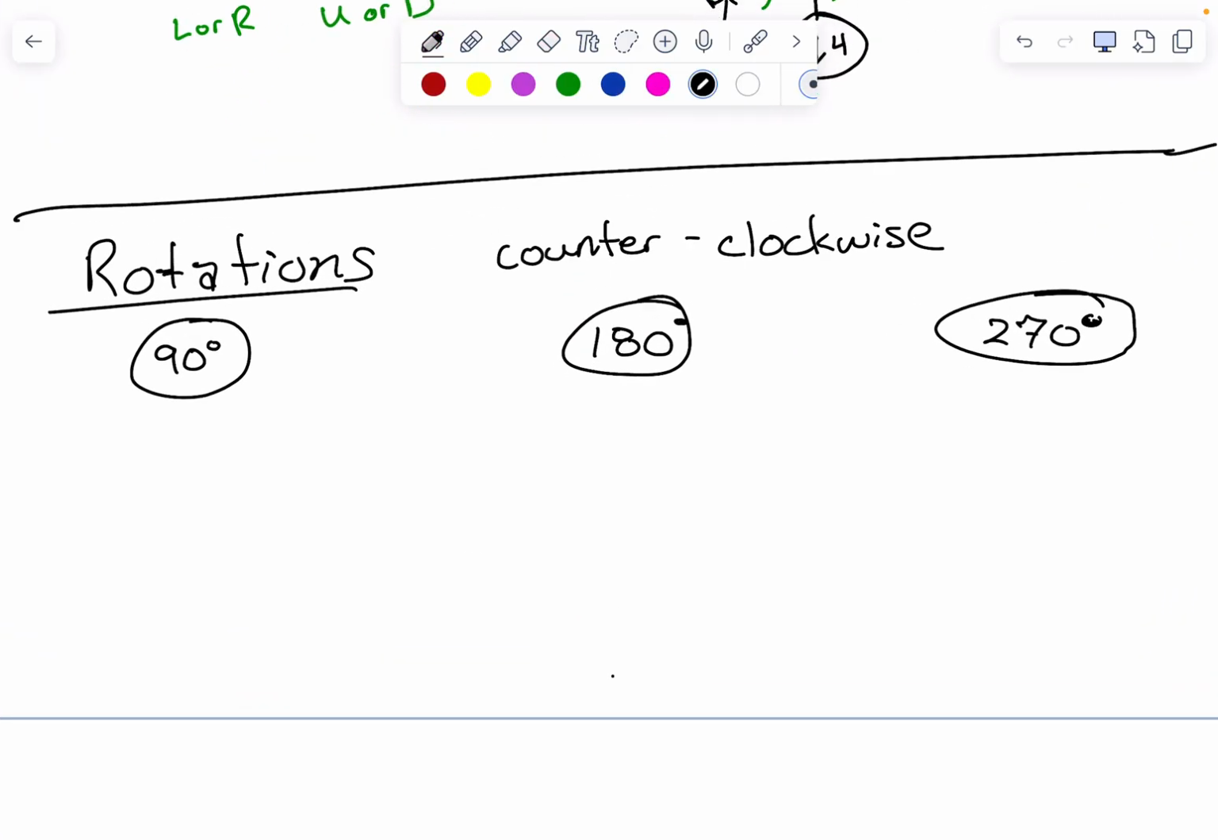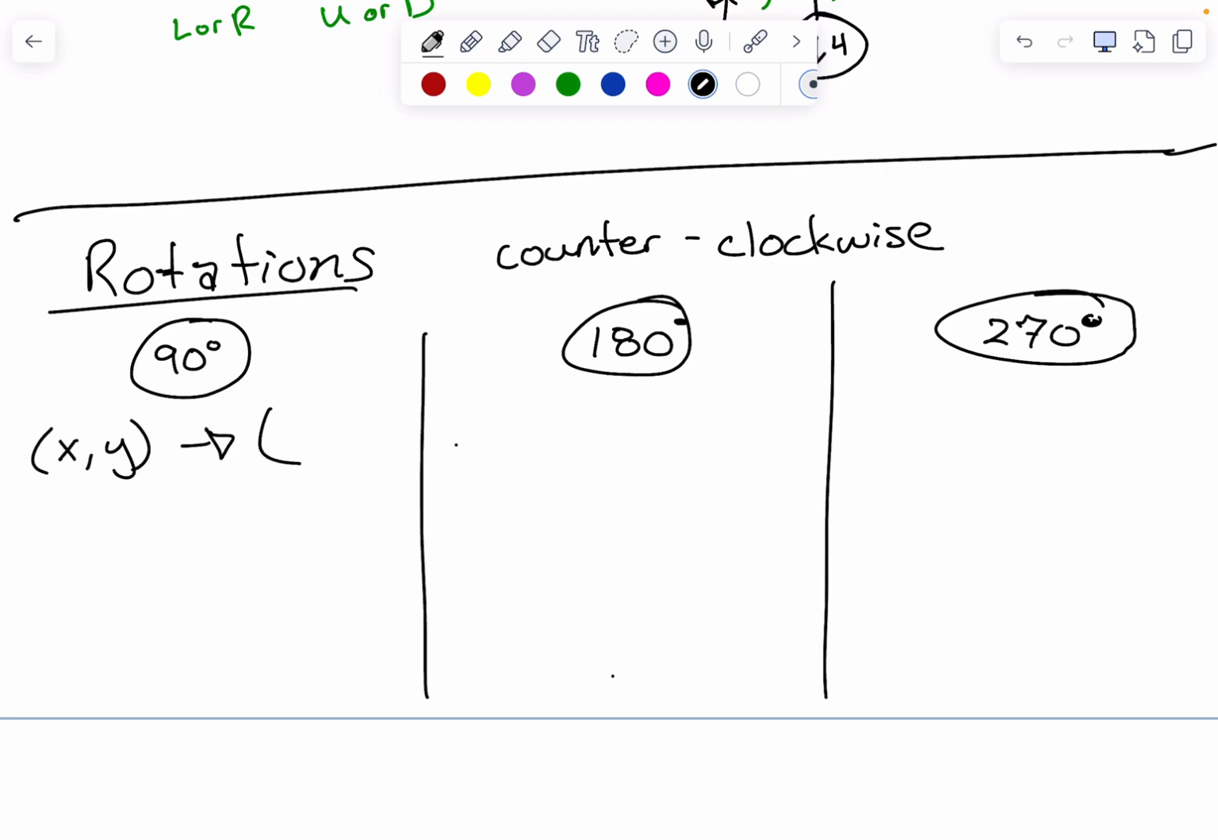When you're rotating something 90 degrees, 180 degrees, 270 degrees, we have rules for what they will look like. X, Y will become something.